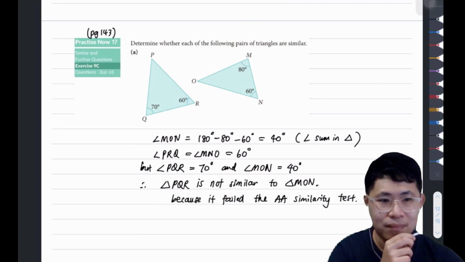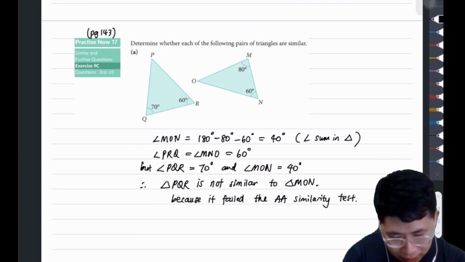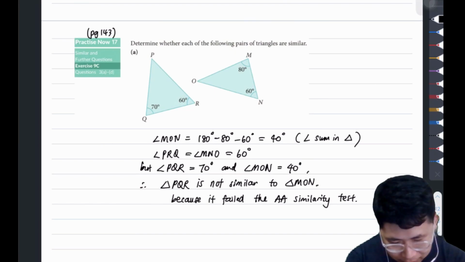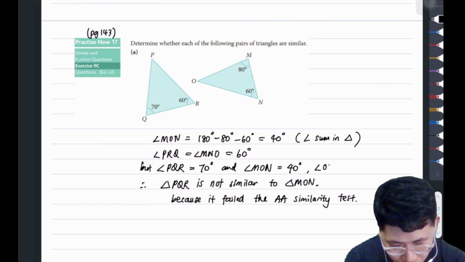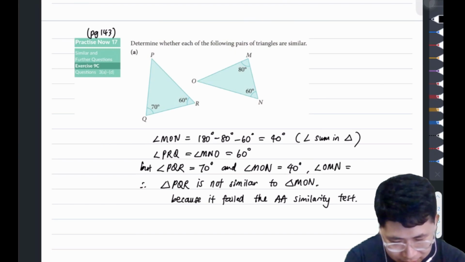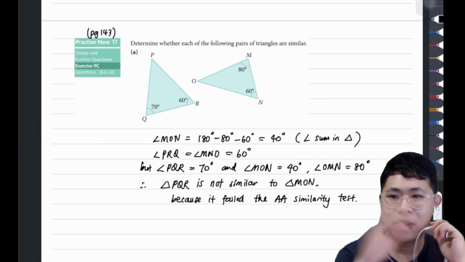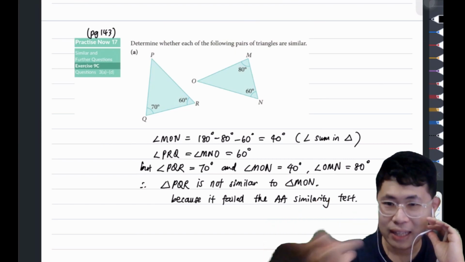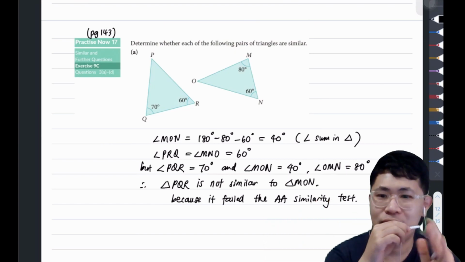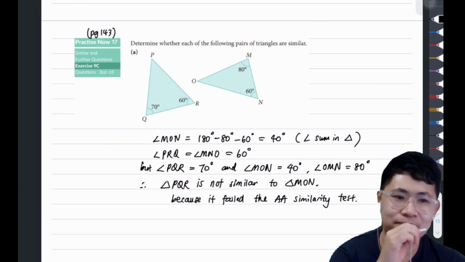One more thing that we need to add is the other angle, angle OMN, because the 70 cannot match with these two, so we need to add this one more statement over here. So the 70 does not equal 40 and 80. Because of that, it failed the AA similarity test.